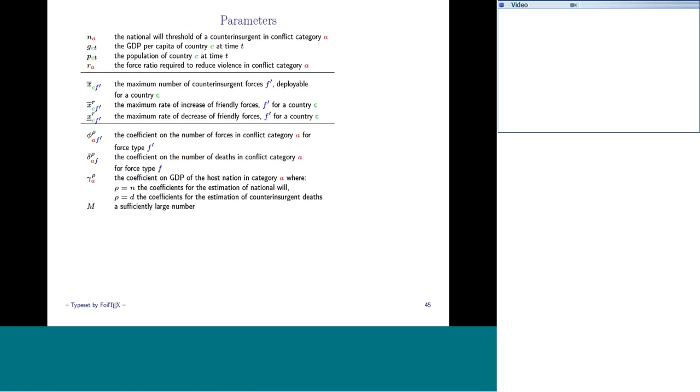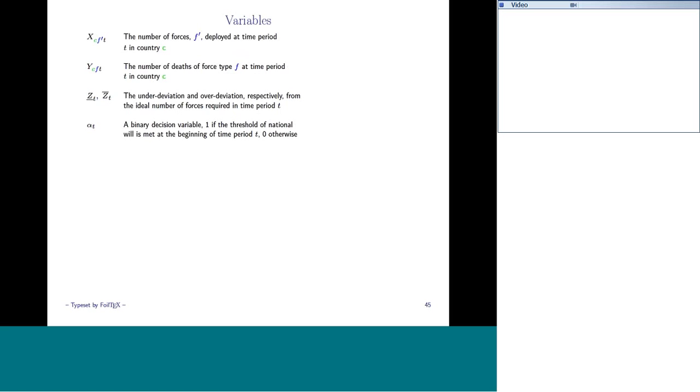And then we also have maximum numbers of counterinsurgent forces and the rates of the increase and decrease of the friendly forces based on the diagram I showed earlier, and then these various coefficients we've determined through our regression. So what we're really trying to do is determine the number of forces deployed at a certain time in a certain country. We have to also predict the number of deaths. And then we have some deviation variables, and we have a variable that tells us when the national will is met.